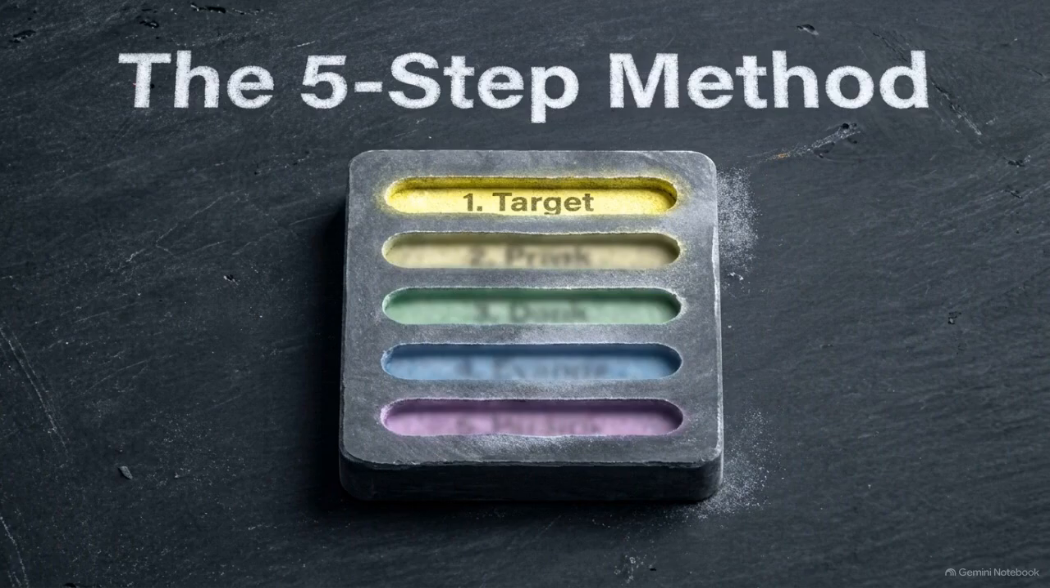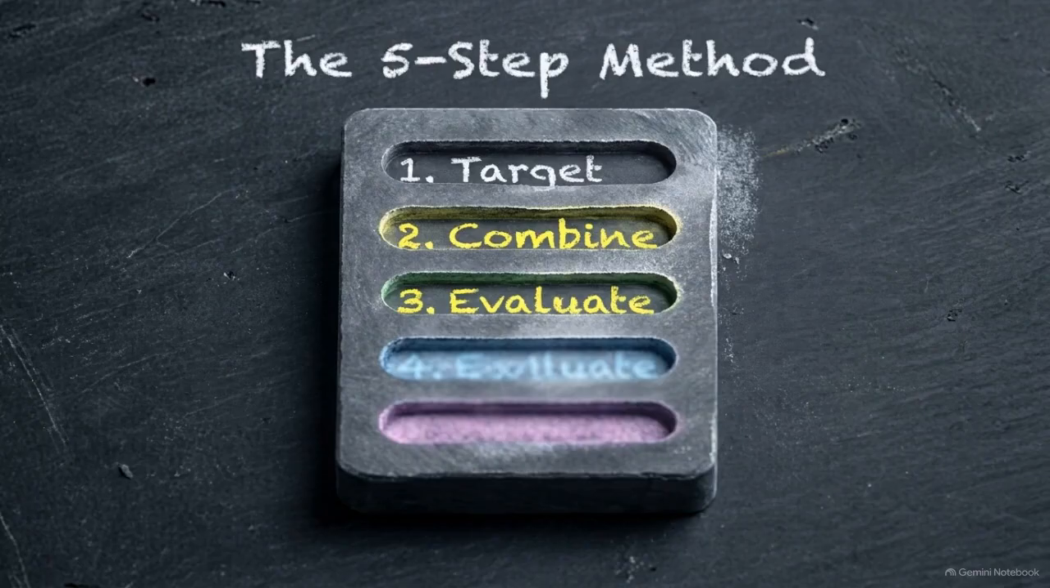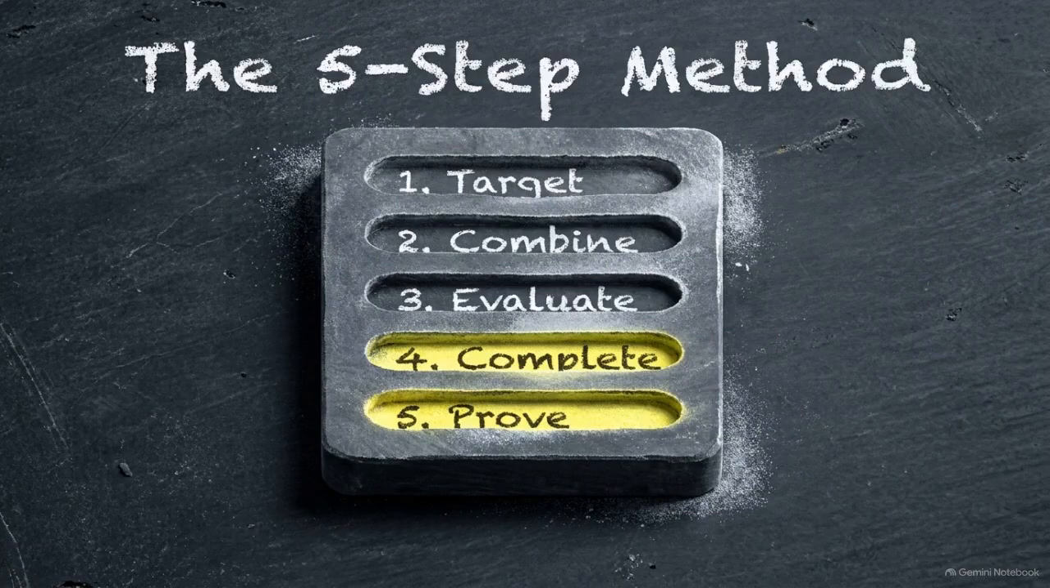We can consolidate this entire process into 5 distinct steps. First, isolate the easiest variable. Second, substitute it into the other equation. Third, solve for that variable. Fourth, back substitute to find the second variable. And fifth, check your result in both equations.